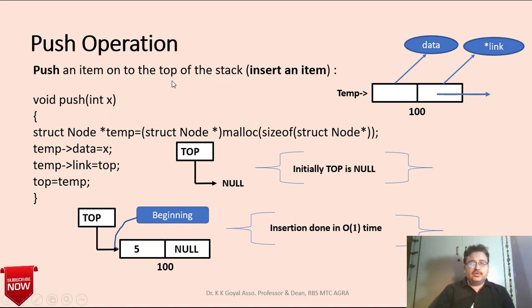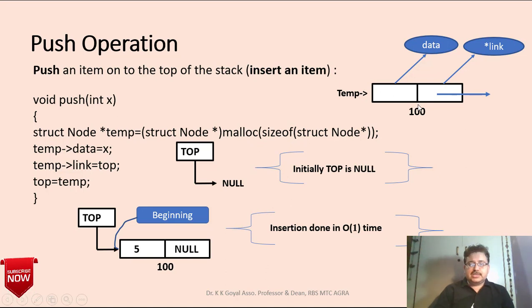Push an item onto the top of the stack, which is also called insertion of an item. Here is the code: void push(int x). Struct node pointer temp is equal to (struct node pointer) malloc(sizeof(struct node)). We have already discussed this line. This line is used to allocate the memory for this node. The size is calculated by the sizeof function, and malloc returns memory of this particular size.